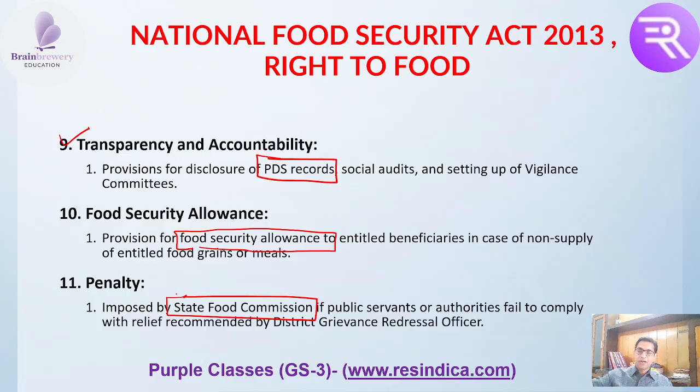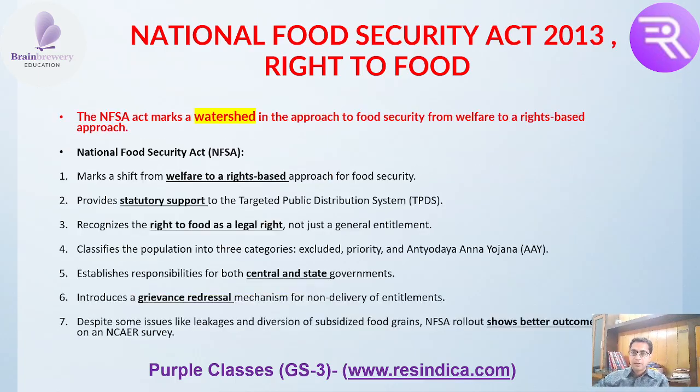If any authority or officer is not able to do what exactly is required under the National Food Security Act, they will be penalized if it is recommended by the district grievance redressal officer.